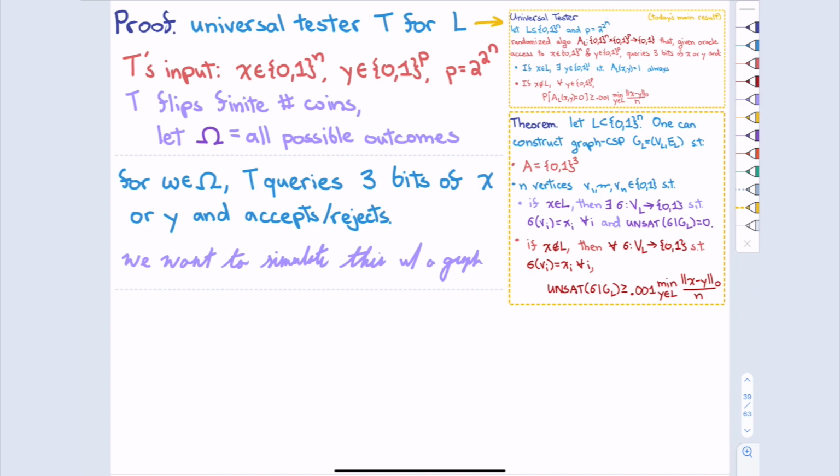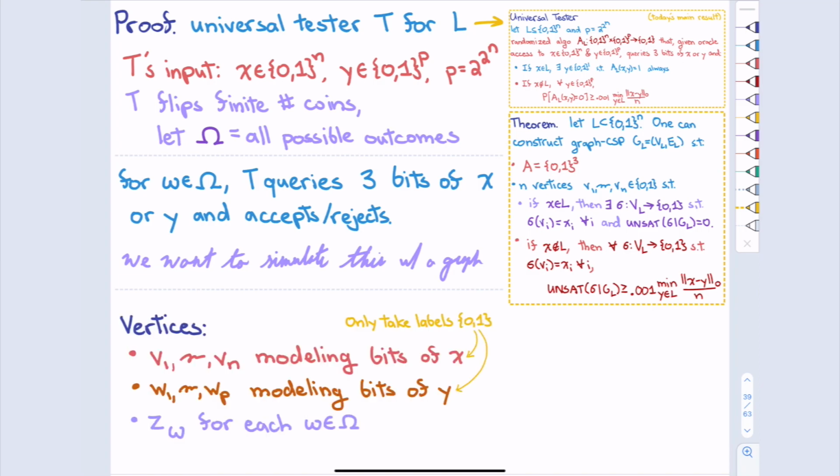So what are we going to do? Here are the vertices. We are going to have n vertices that you conceptualize as the n bits of x, and we'll also have p vertices modeling the bits of y. And then we'll have one vertex for every possible outcome of coin tosses. So there are 3 types of vertices: the x vertices, the y vertices, and the coin toss vertices.